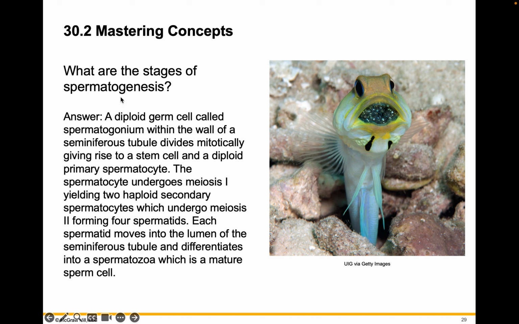All right, mastering concepts. What are the stages of spermatogenesis? Take a moment, jot down the process in your own words, or maybe even better, draw a diagram. Include meiosis 1 and meiosis 2 and the names of the different types of sperm cells that are produced after each of those phases.